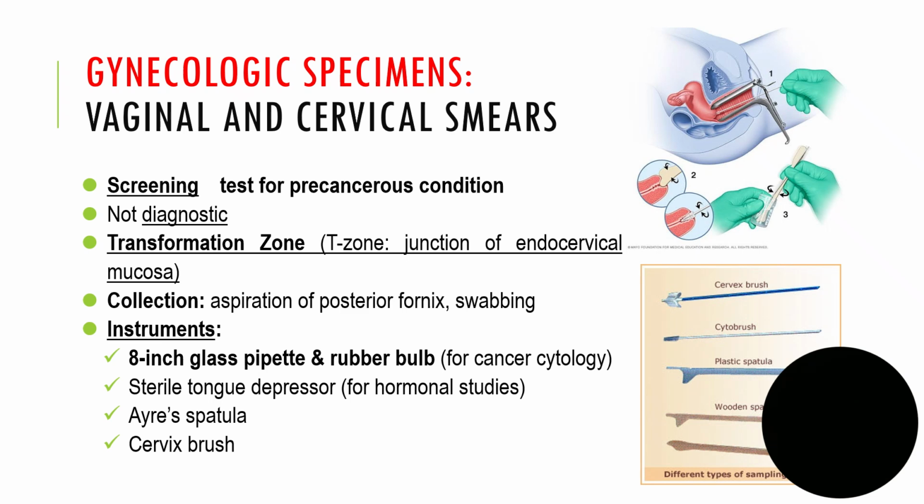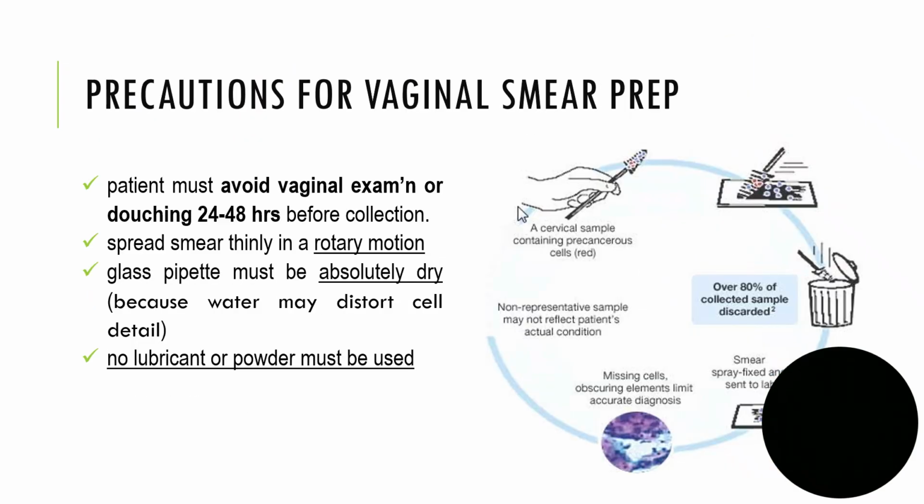So, may I ask, why is the transformation zone the most important area to sample? This is because this is where the metaplastic cells that are most vulnerable to HPV transformation are found. Understanding the biology reinforces the rationale for the collection technique. Several important precautions must be observed to ensure the validity of a vaginal smear. These are both patient-related and technique-related. The patient must avoid vaginal examination and douching for 24 to 48 hours before collection.